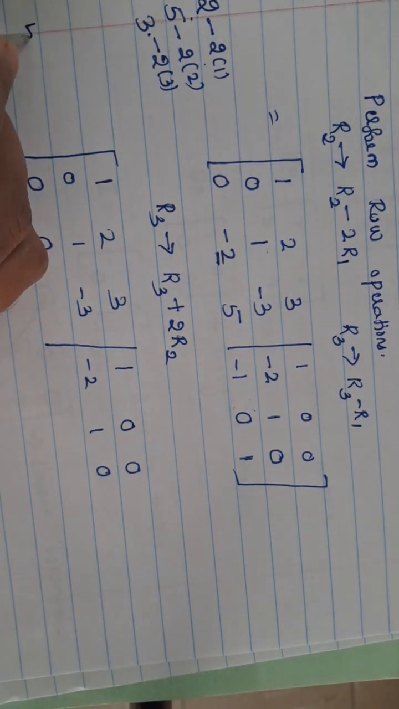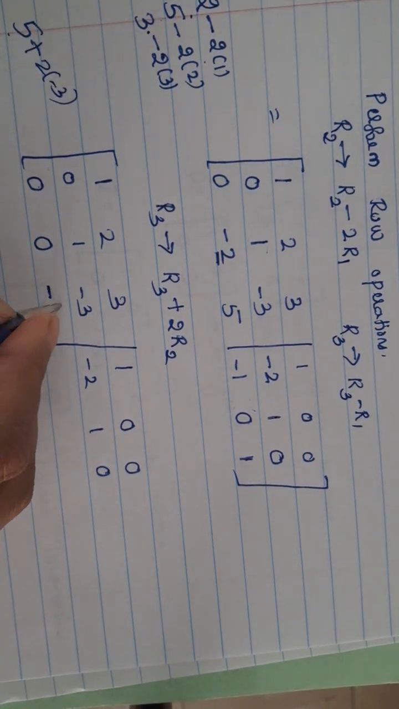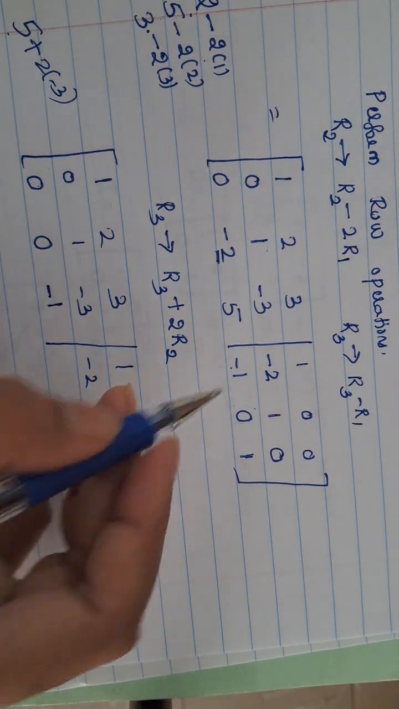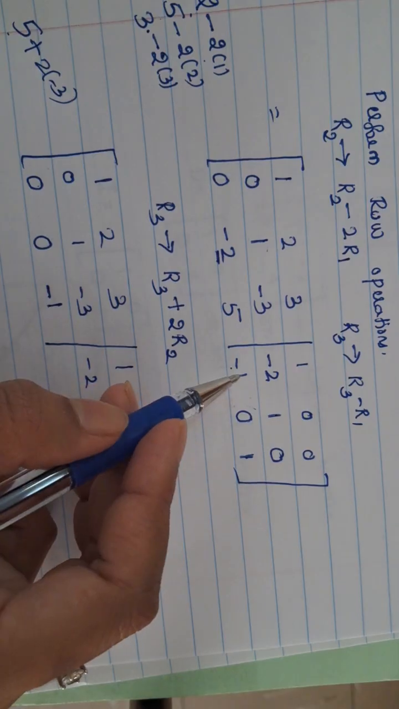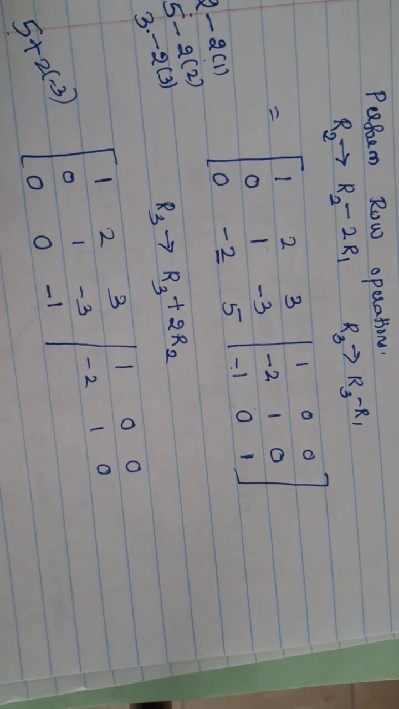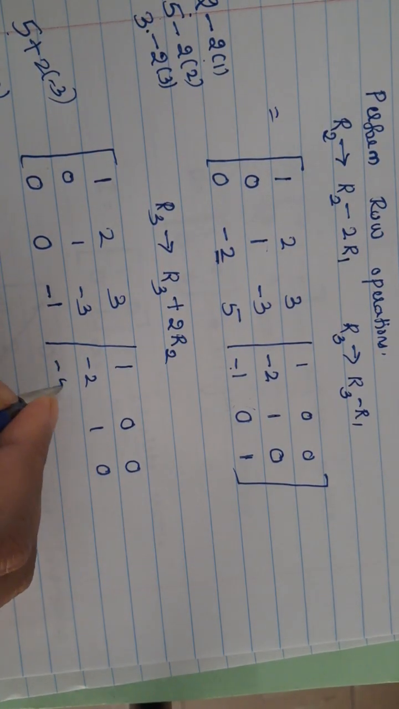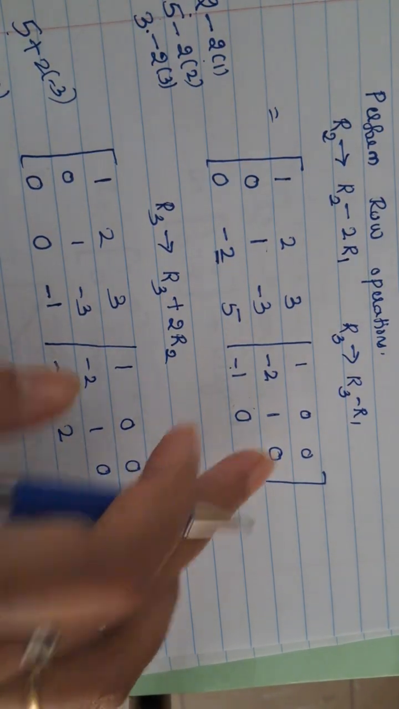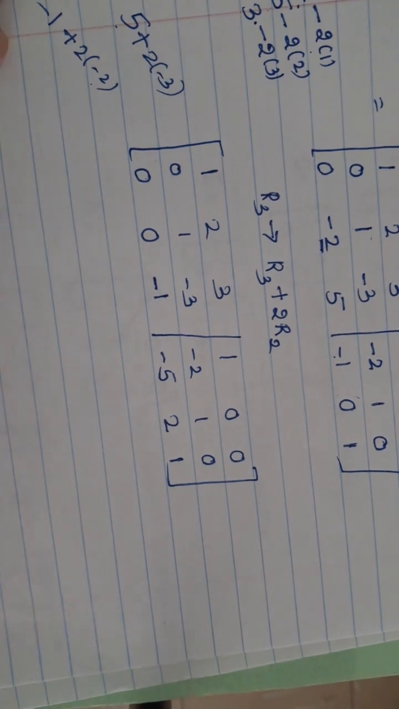So here you have 5 and here you have plus 2 times of negative 3. 5 minus 6 will be negative 1. And then this is minus 1 here. Here on this side you have minus 1. Minus 1 plus 2 times of negative 2. Minus 1 minus 4, that will be again minus 5. Then 0 plus 2, that is 2 here. 1 plus 0, which is again 1. So this is the matrix after doing this operation.